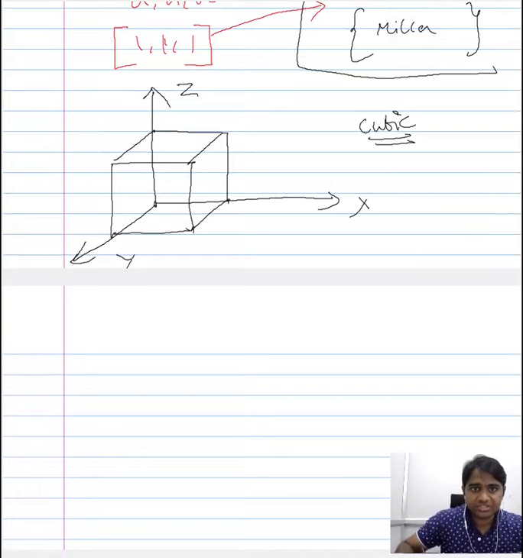So we have a direction, let me have it in blue. It is parallel to 1, 1, 1, but it starts not at the origin, but here. Now how can one identify the Miller indices to represent this particular direction? So it is parallel to 1, 1, 1.